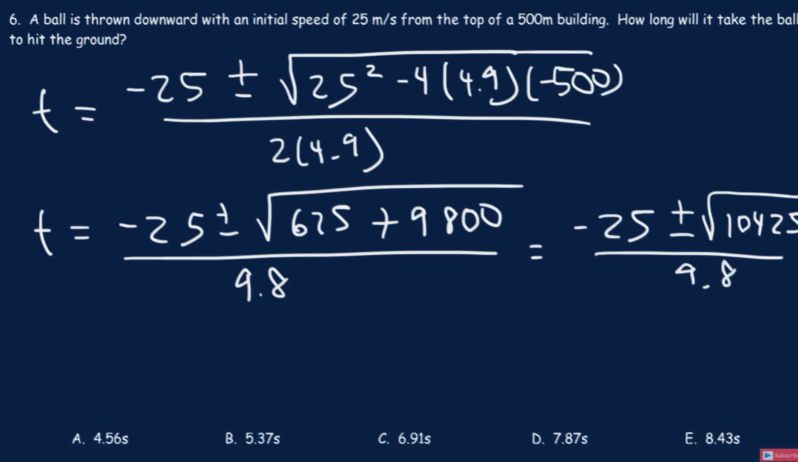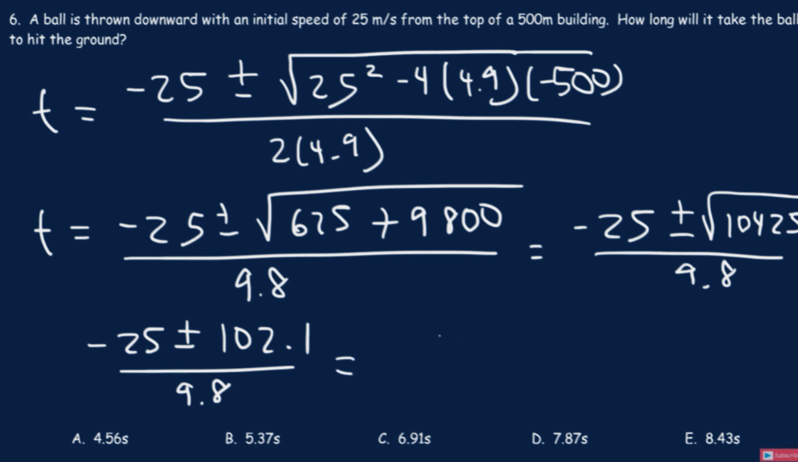Over 9.8, the square root of 20,410 is going to be 102.1. Now there are two possible answers: negative 25 minus 102.1, which gives us a negative number, or negative 25 plus 102.1, which gives us a positive value. Since times can't be negative, we are going to choose the positive answer, negative 25 plus 102.1.